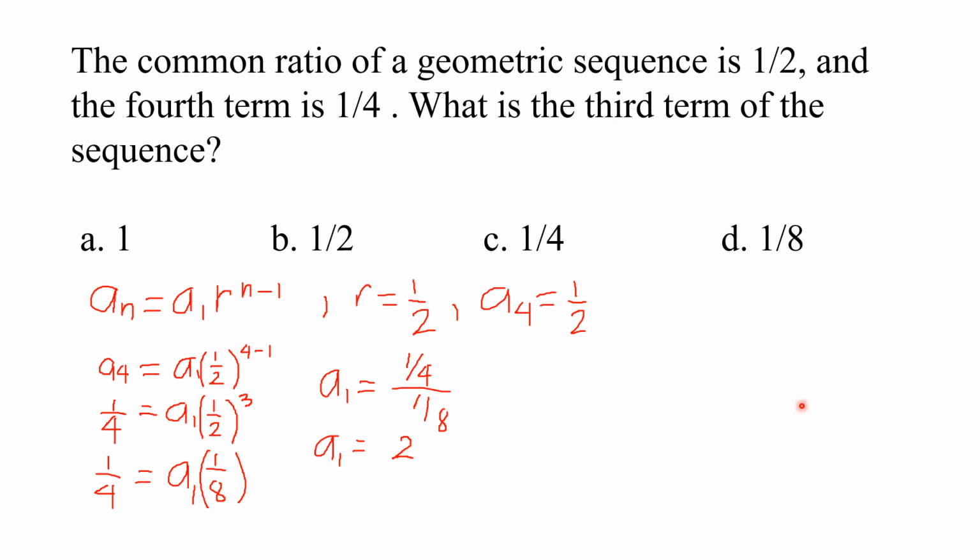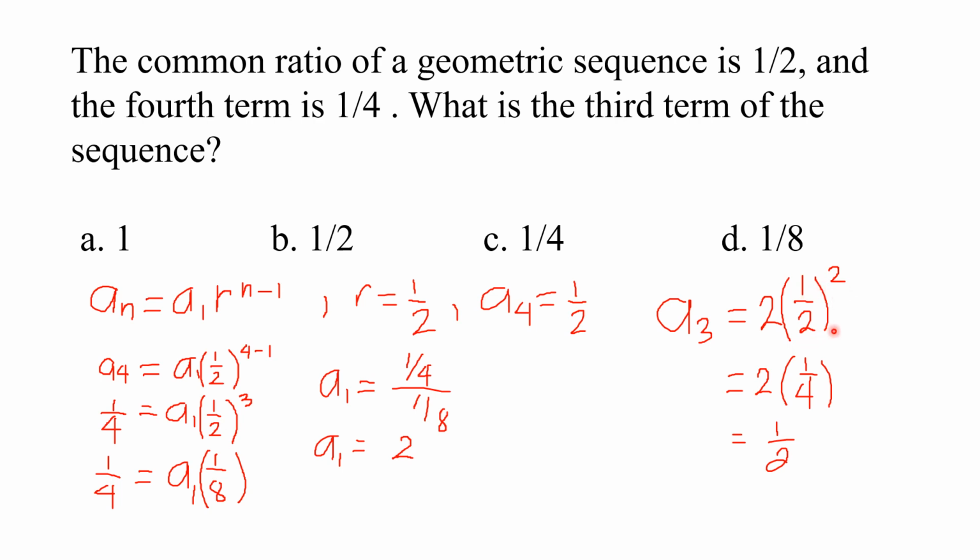Now, we can find the third term. So, substituting now in the formula, a sub n is equivalent to the first term multiplied by the common ratio raised to n minus 1. So, the r is 1/2 and the first term is 2. And then, why 2? Because we subtract 1 from 3, since our n is 3. So, minus 1. That's why we have 2.